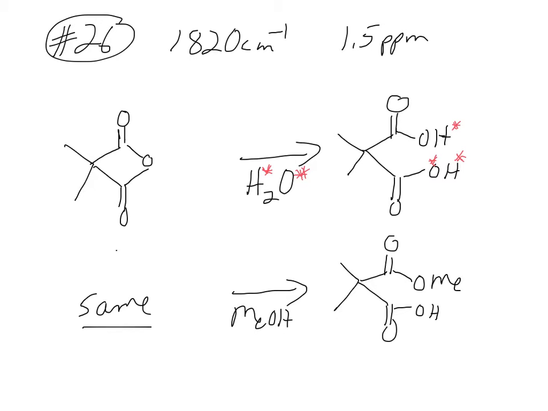Right? You added water to it. Where's that water? Here, right? Where'd the methanol end up? Here's the OMe and there's the H, right? So what's left over is that oxygen had to be bonded there as an anhydride.